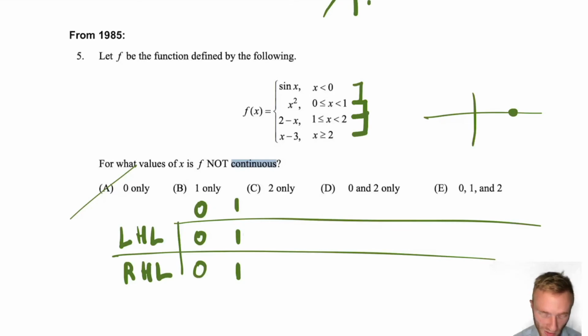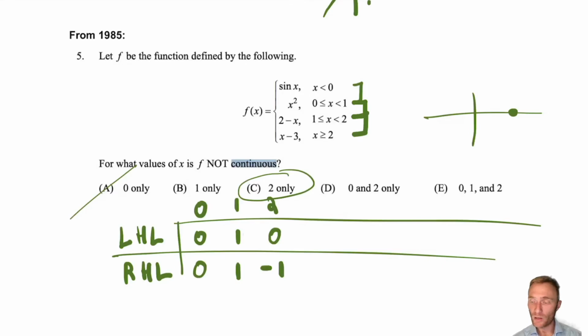Now we go on to what's happening at 2. At 2, from the left, we're on 2 minus x. 2 minus 2 is 0. From the right, we are on x minus 3. 2 minus 3 is negative 1. And so the answer to this question would be only at 2 are we discontinuous. Because if I look at all the other breaking points, the limits from the left and the right are the same.